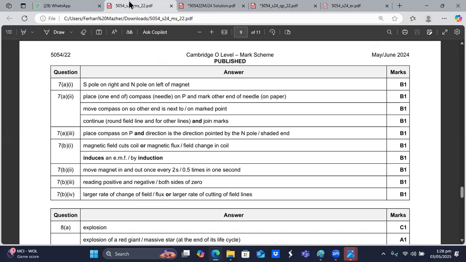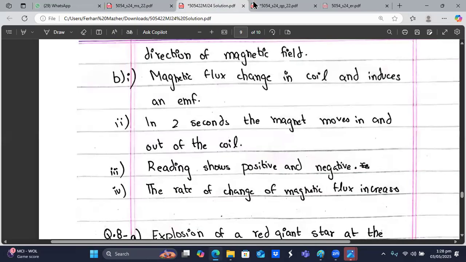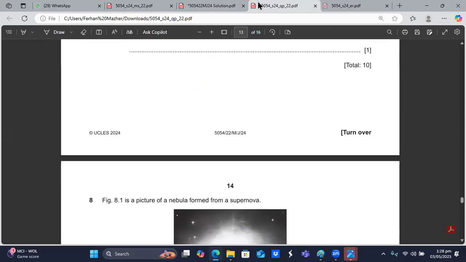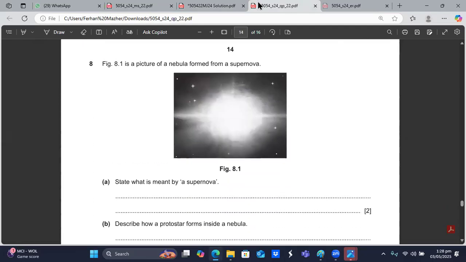The marking scheme is showing up on your screen. You can pause the video and you can take your time. And okay, so we are going to the next question. The next question coming up on your screen is question number 8.